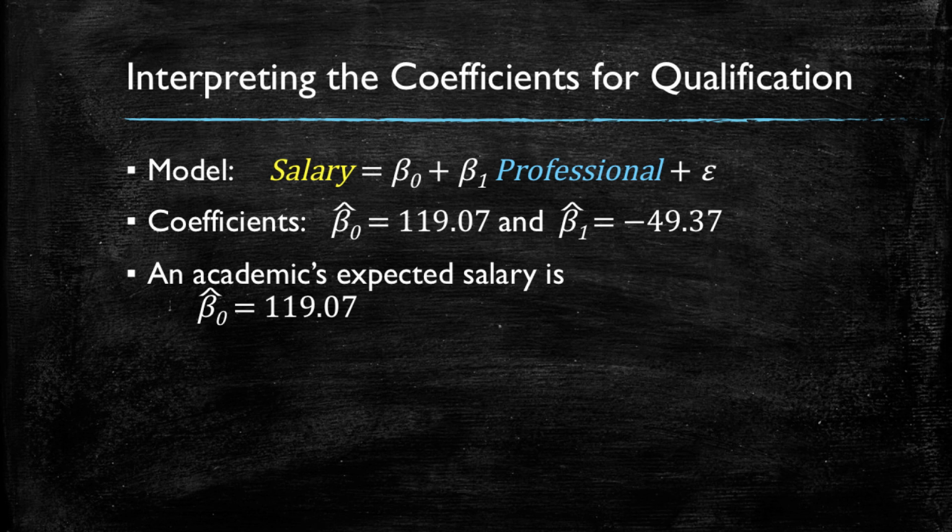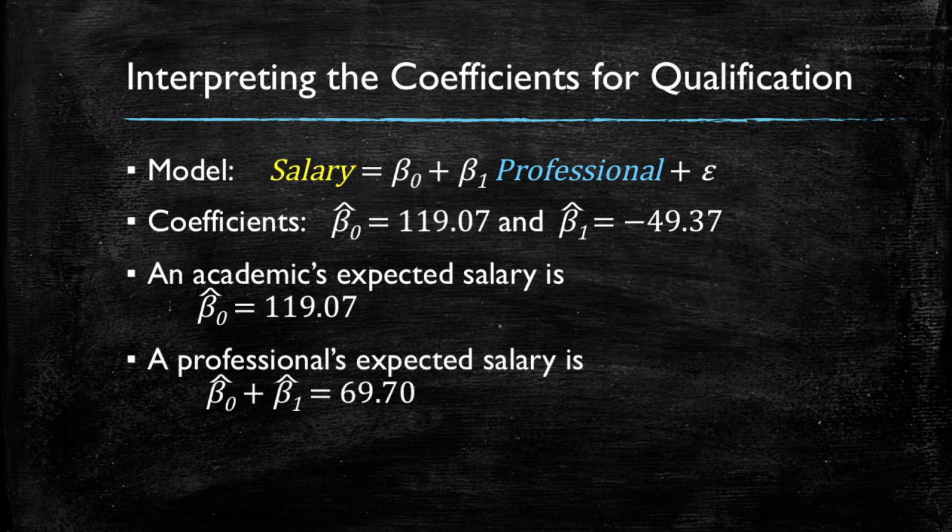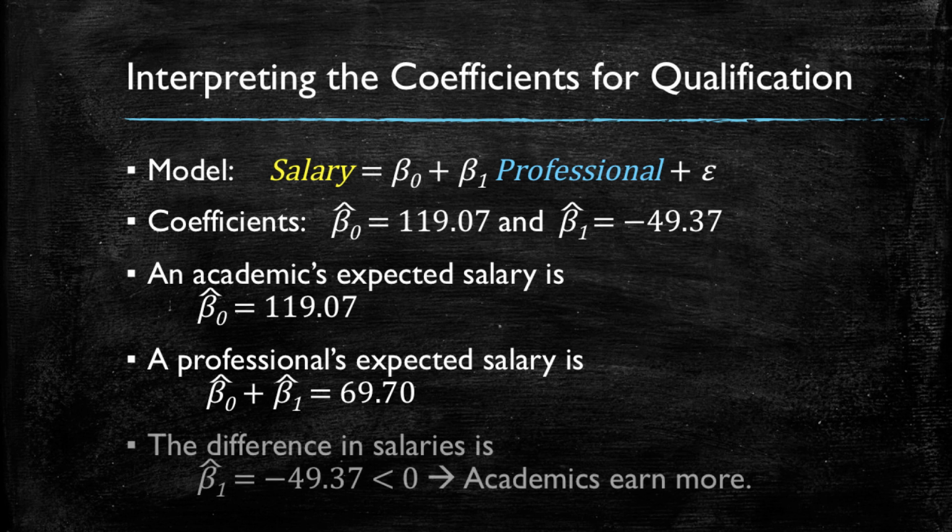We can also easily compute the expected salary for a professional, the case in which the professional dummy is turned on, so we add up the estimates of beta 0 and beta 1, and we find that the expected salary of a professional professor is 69.70. And we were also interested in testing if the two categories earn different salaries, which was given by beta 1. And we find that beta 1 is negative and statistically significant, statistically different from 0. So we can conclude from this analysis that academics earn more than professionals, as we had expected.